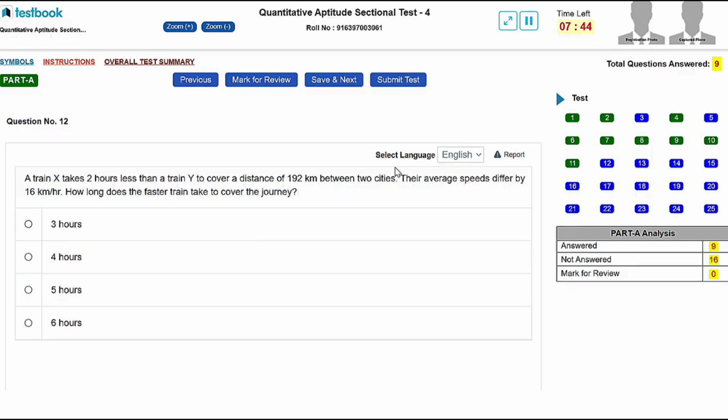A train X takes 2 hours less than train Y to cover the distance of 192 km between two cities. Their average speeds differ by 16 km per hour. How long does the faster train take to cover the journey?